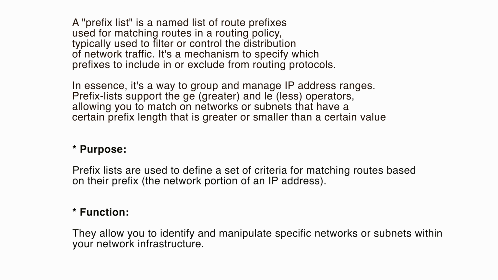So the purpose: prefix lists are used to define a set of criteria for matching routes based on their prefix, the network portion of an IP address. What about the function? They allow you to identify and manipulate specific networks or subnets within your network infrastructure.